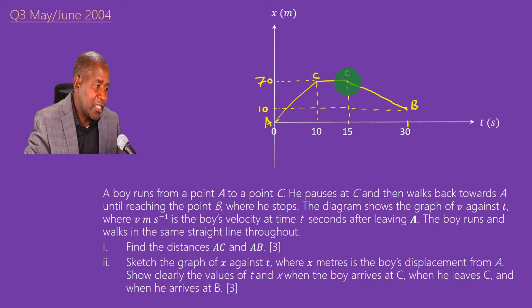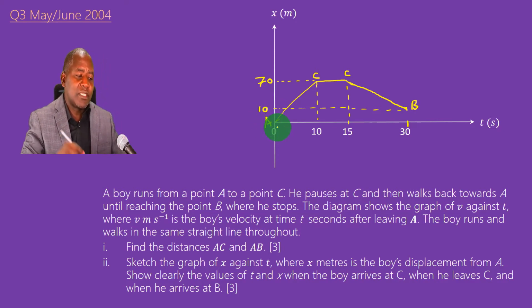And then he remains at point C, this is point C, and then walks back. Here he's walking back for the next 15 seconds. But he doesn't walk back to the starting point. He stops at point B, which is at a displacement of 10 meters. And that's all about question 3.